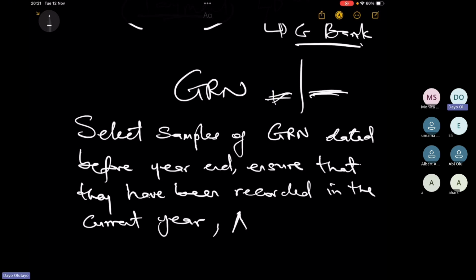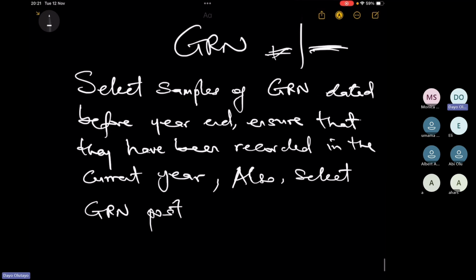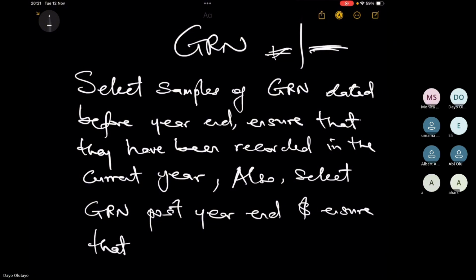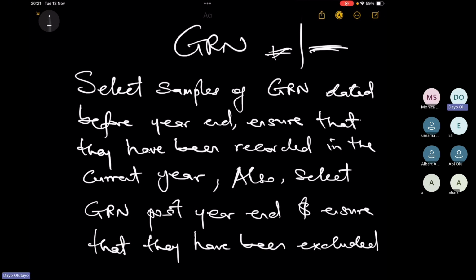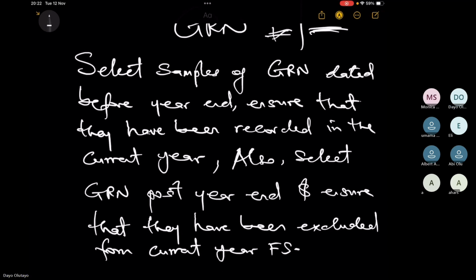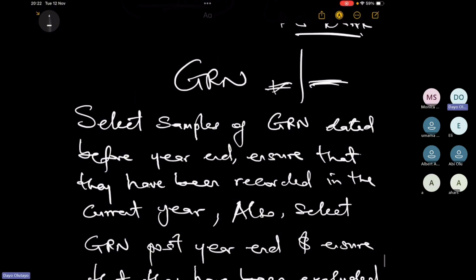So which means also you have to select GRN post year end and ensure that they have been excluded from the current year. So it means they are not included. They have been excluded from the current year, which we are auditing, remember, the current year financial statement. And that is how we've been able to test for cutoff of purchases.